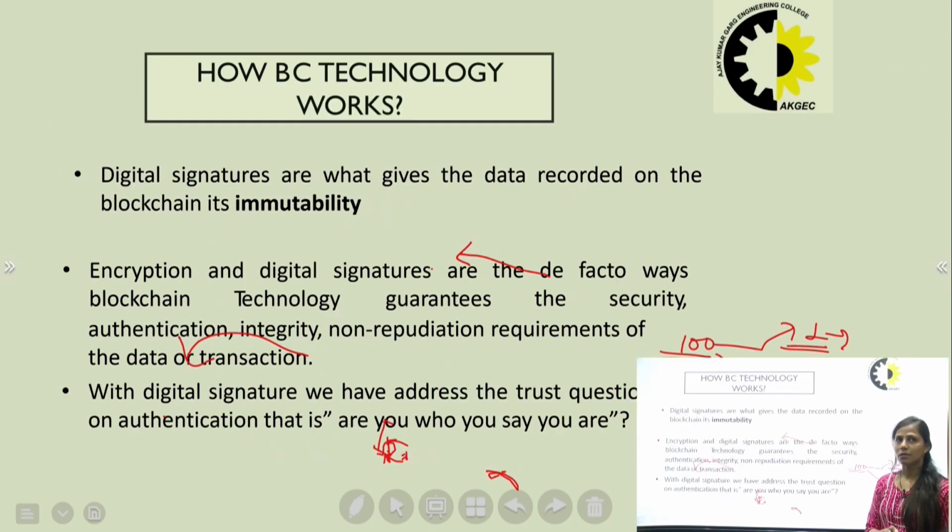Now, how the blockchain works: it maintains the immutability of the transaction as well. It can use encryption and decryption of the digital signature, so we are using encryption technology. Encryption maintains the authenticity, integrity and security of the data.